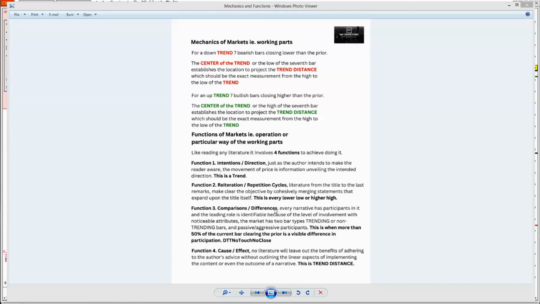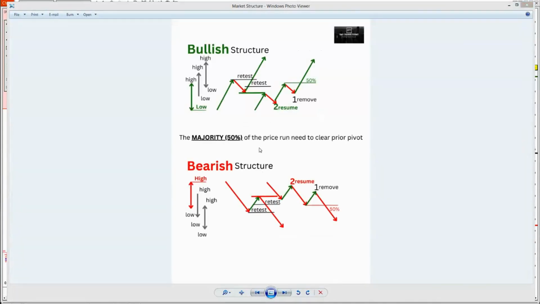And just like a book or any other bit of literature, once the title is in front of you, until the last remarks you're going to hear about everything that the title was about. That's just how it works. And you can read that as well. This is what I'm looking for in the market. This is what I'm looking for.